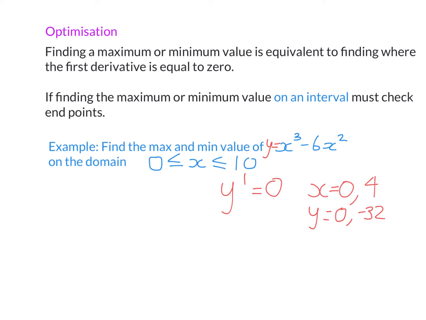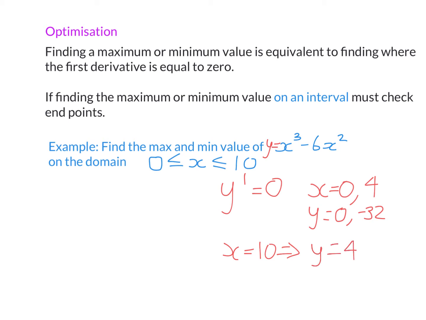But the problem is, I found when the first derivative is equal to 0, these 2 points might only be a local minimum or local maximum. So what I need to do is check the endpoints. Well, I've already checked x equals 0, so let's substitute in x equals 10 into this equation here. So y would be 1,000 minus 600, which gives us 400.